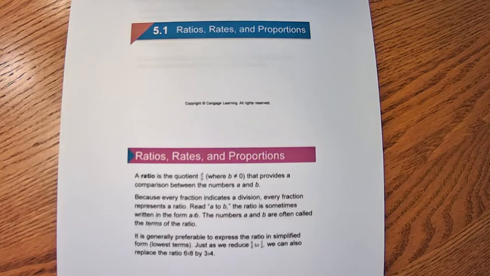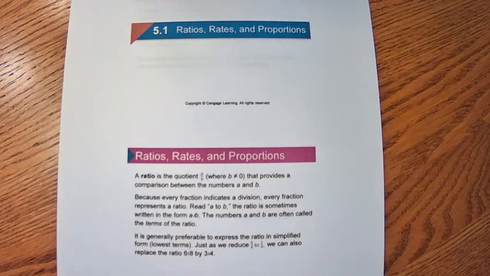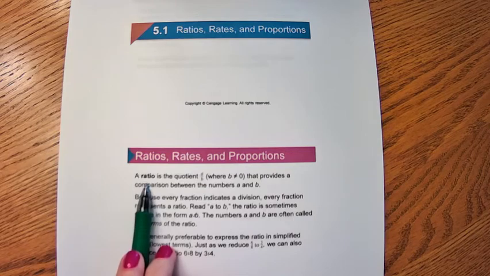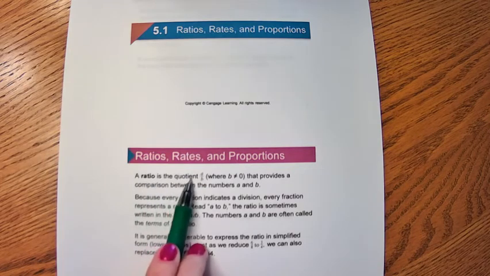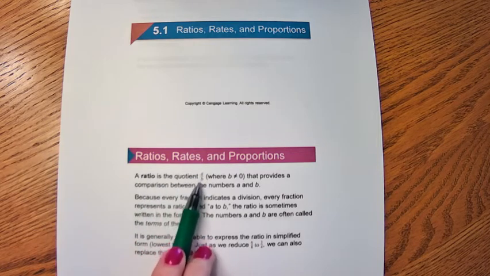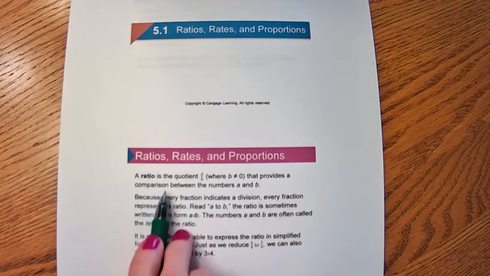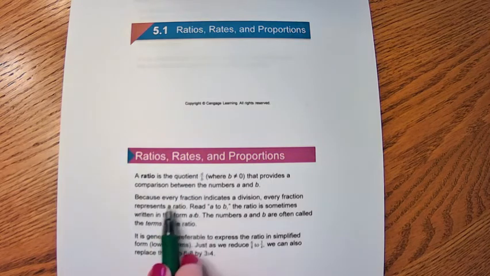So here we are starting chapter 5, and we're going to talk about ratios, rates, and proportions. So the term ratio means that it is a quotient. A quotient means a division problem. So there's a numerator and denominator. So a ratio is a quotient, and you can never divide by 0. That is going to give us a comparison between the number in the numerator and the number in the denominator.